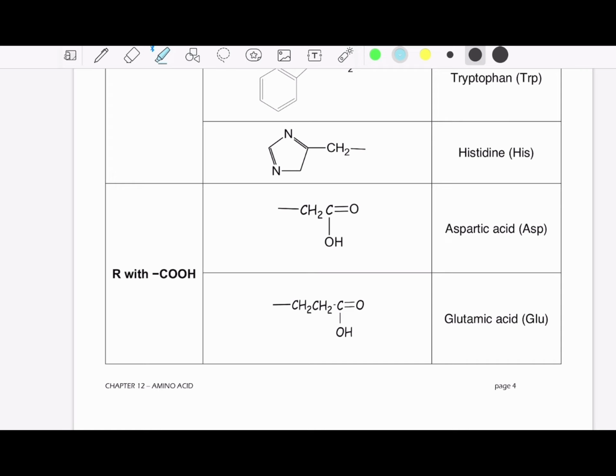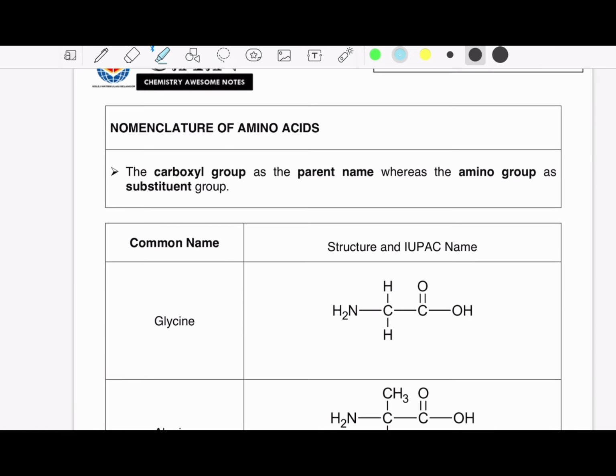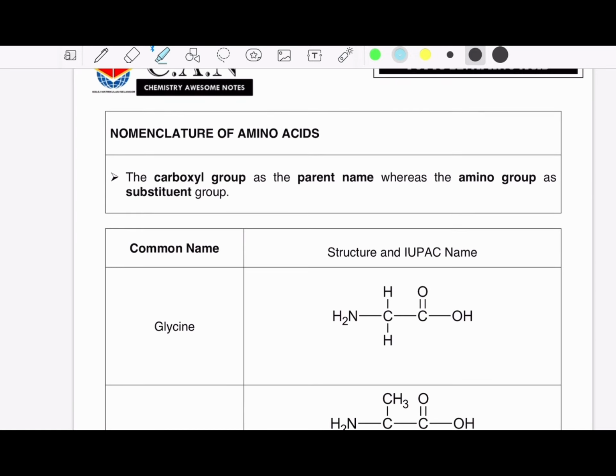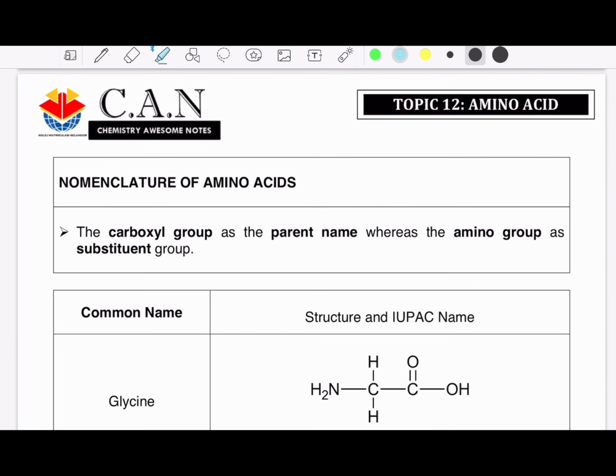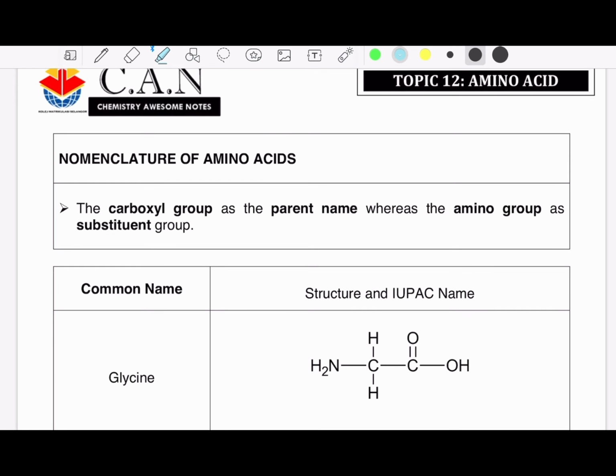Do you need to know all these common names? Better you know. However, in the exam they will give you the common name together with the IUPAC name. When you have the IUPAC name, at least you know how to draw the structure very well. Talking about the nomenclature of amino acids, besides the common names, we are also going to learn about the IUPAC name, to name the amino acid according to the IUPAC rules. So let's take a look first.